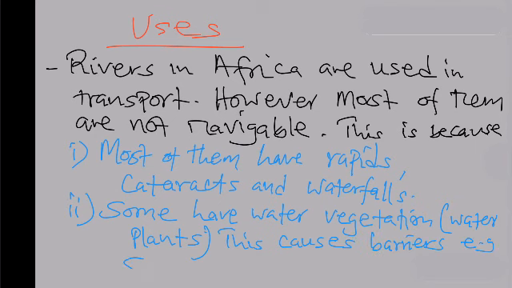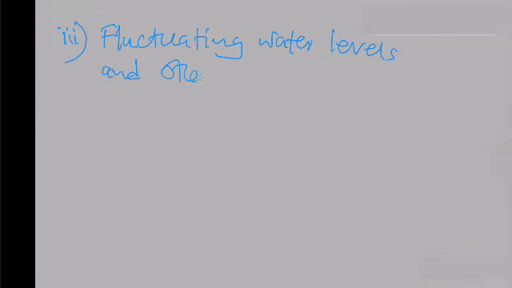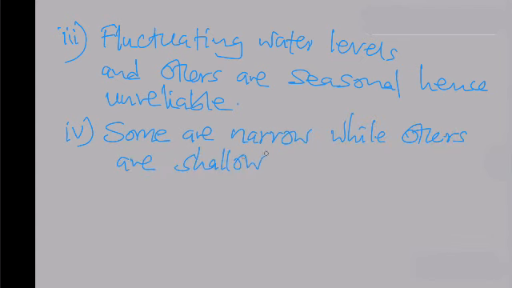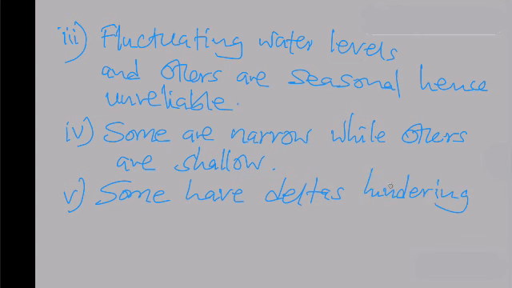A good example is what we call the sudd, which is found in River Nile and River Congo. Some of the rivers also have what we call fluctuating water levels. Others are also seasonal, and that is to say that when the water levels keep on fluctuating, that also poses challenges to navigation across such rivers. Now some of these rivers are also narrow and shallow, and so because they are narrow and shallow, transport vessels cannot be used in them. Some of the rivers also have deltas that hinder transportation.